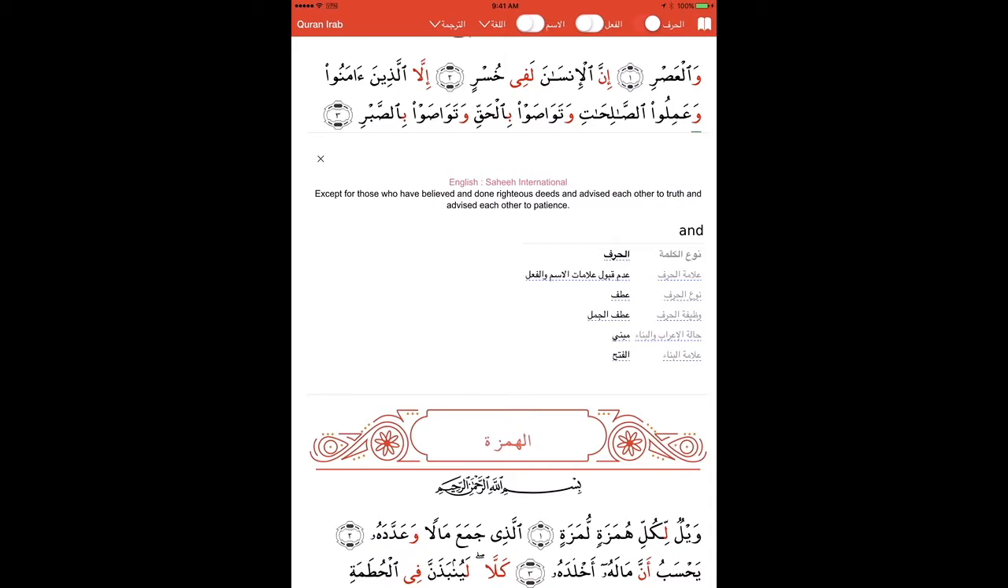So those are some examples of harf in the Quran, and there are many others. If you use the Quran Arab app, you can simply turn the harf toggle on, and you will see all the harf in the Quran with the explanation, the type of harf, and what it does.